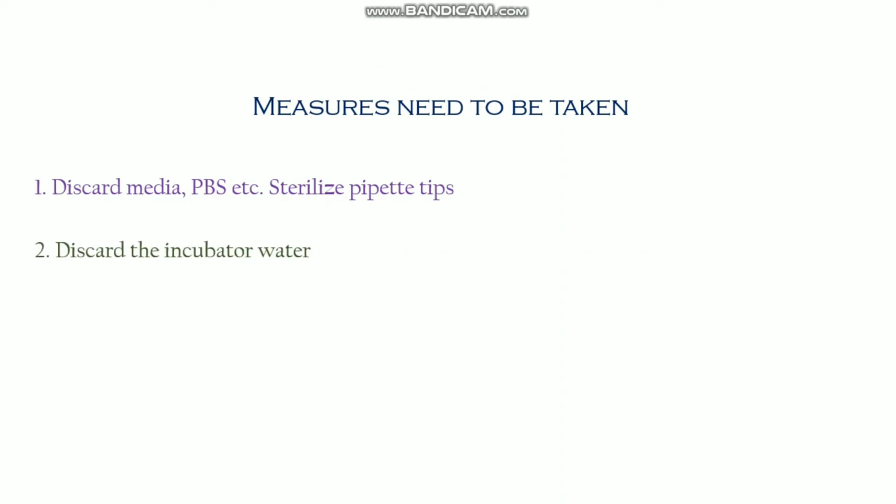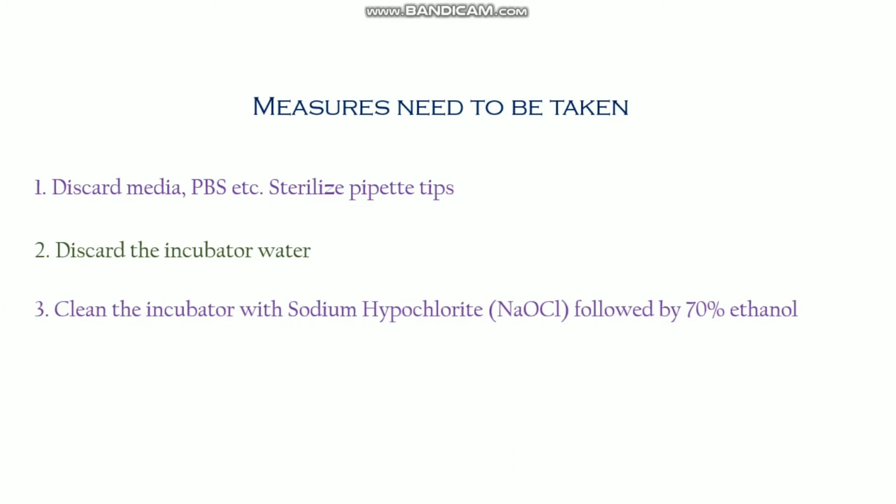Next is what measures need to be taken after getting yeast contamination. First, we need to investigate the source of the yeast contamination. That is the most important point. After that, you need to discard all of the PBS, media, and the supplies that you used for cell culture, and re-sterilize your pipette tips. Discard the incubator water, then clean the incubator very properly with sodium hypochlorite followed by 70% ethanol, and then expose it to UV overnight inside the incubator. This is very important.